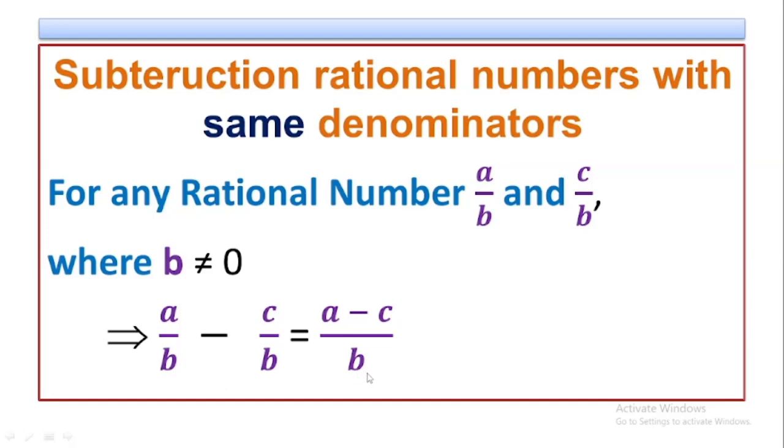So take one of the denominators and subtract the subtrahend from the minuend. That means a minus c over b is the difference of a over b and c over b. This is how to determine the difference of two fractions having the same denominator. By using this expression, we can solve any example easily.